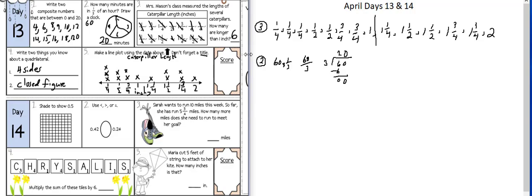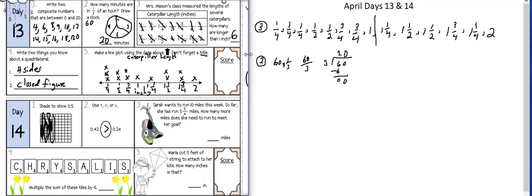All right, excuse me, day 14, show 5/10. So that would be shading in 1, 2, 3, 4, 5 complete. So that would be 5/10. All right. 42 hundredths is greater than 24 hundredths. Just think of this change, rather have 42 cents and 24 cents.